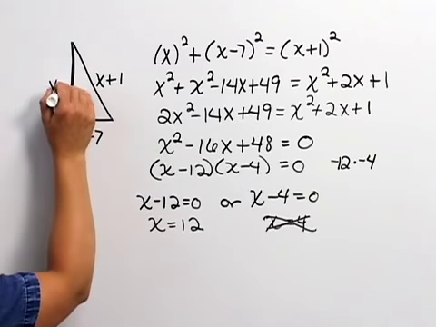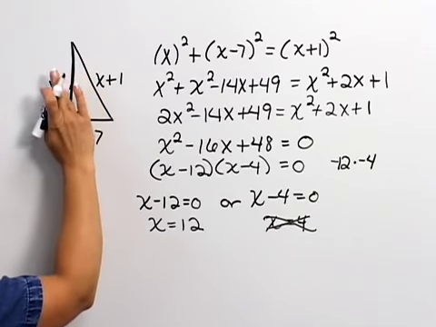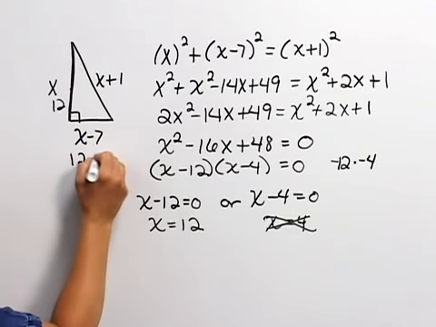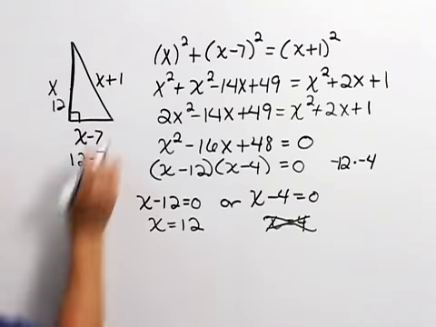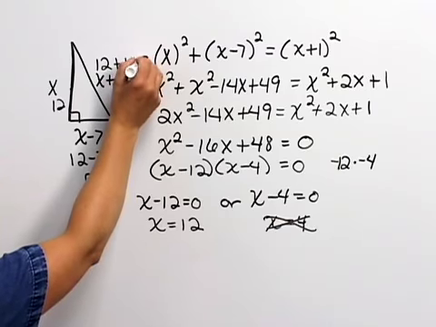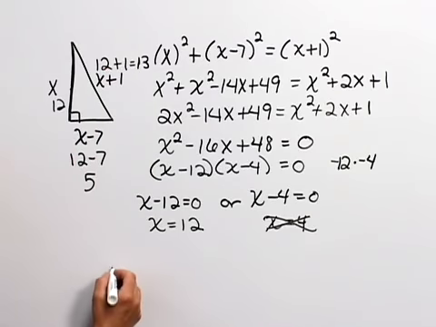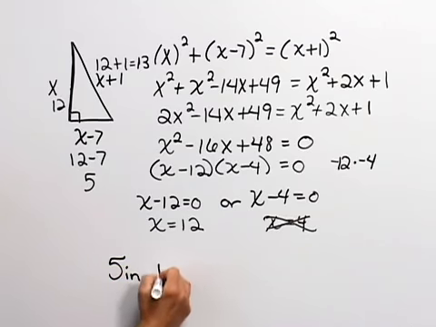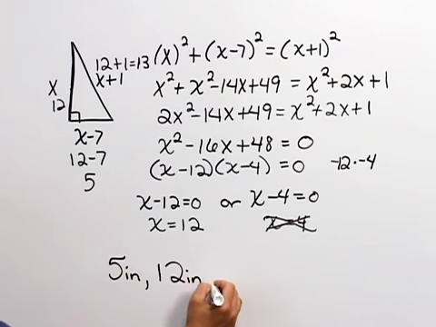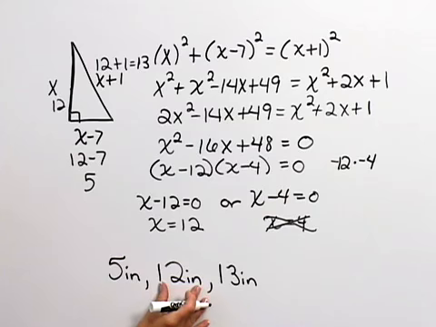Which means that this length is 12, we'll write it large enough for you to see, and this one would be 12 minus 7, which is 5. The hypotenuse here will be 12 plus 1, which gives us 13. So we know that the lengths of the sides of our triangle, using our units, which are inches, are 5 inches, 12 inches for both the legs, and 13 inches. Our shorter leg is 5 inches, which is 7 smaller than our longer leg, which is 12 inches, and our hypotenuse is 13 inches, which is 1 more than the longer leg.